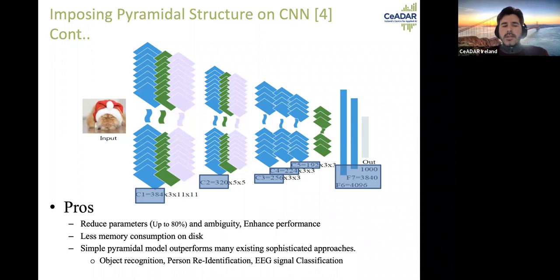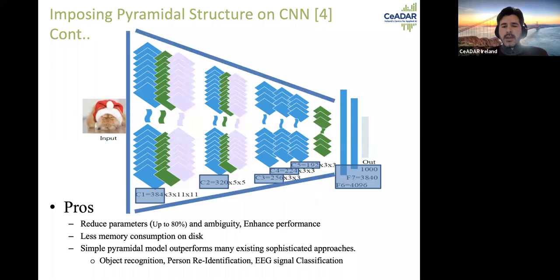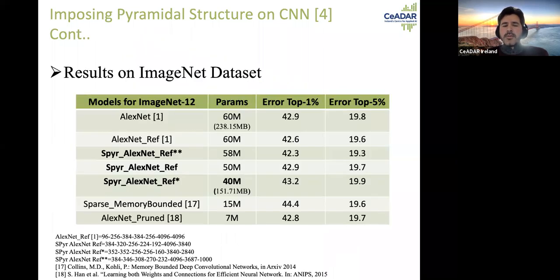It helps in reducing the parameters up to 80%, and it will enhance performance, or give almost equal performance with less memory consumption on disk. This simple technique has shown good results in object recognition, person re-identification, EEG signal classification, and several other applications. Here you can see the AlexNet has 60 million parameters, but we can reduce it up to 40 million parameters without major change in the error.